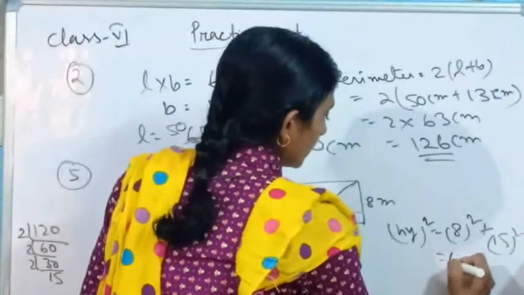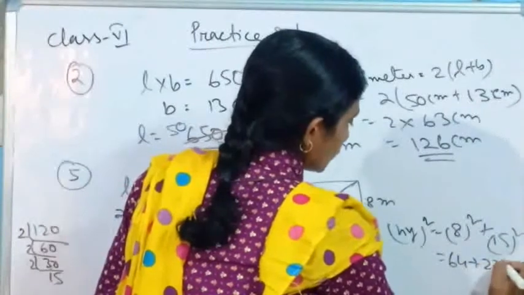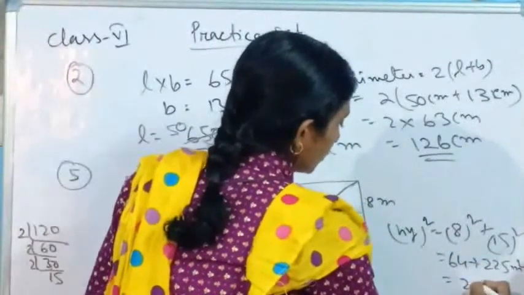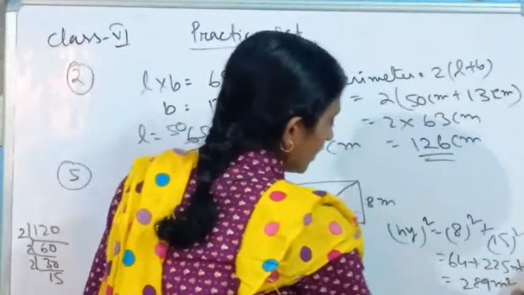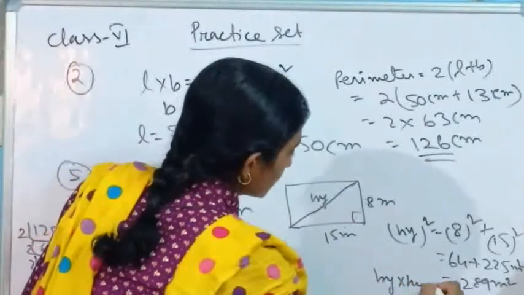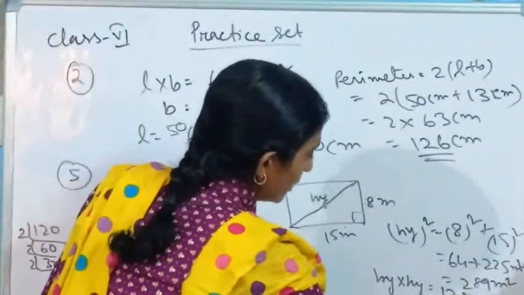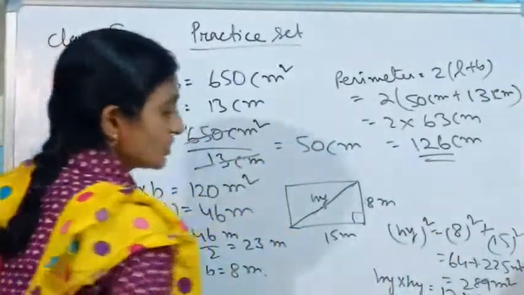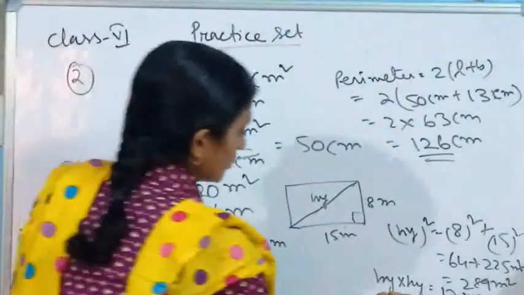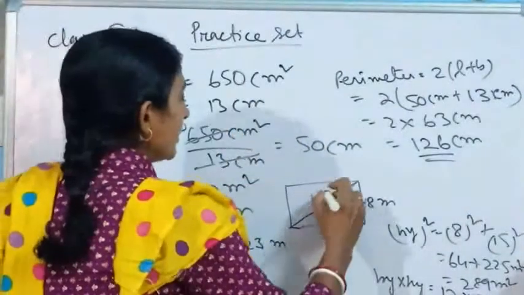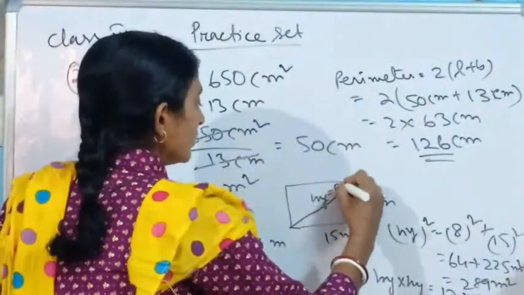Yes, so what we are getting: 64 plus 225, that much meter square. That means here you are getting 289 meter square. Now, what can I write? Hypotenuse into hypotenuse equal to 289, which means it is the square of 17. So you can write 17 meter into 17 meter. So the hypotenuse is equal to 17 meter. Yes, here we can mark it as 17 meter.